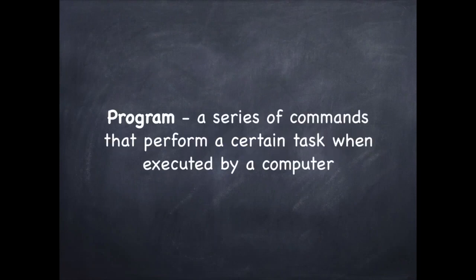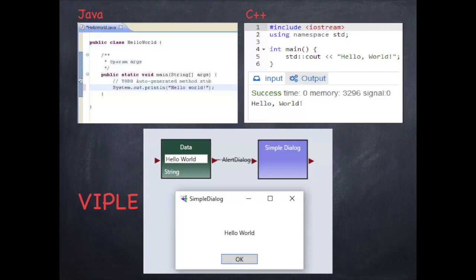So first off, what even is a program? A program is a series of commands that perform a certain task when executed by a computer. And programming is just making programs. So here are 3 different examples of programs that are doing the same thing in 3 different languages. The first one is a Java program, and in it we are printing out hello world. The next one is a C++ program, and we are also printing out hello world. And the last one is a program in VIPLE, which is also printing out hello world.